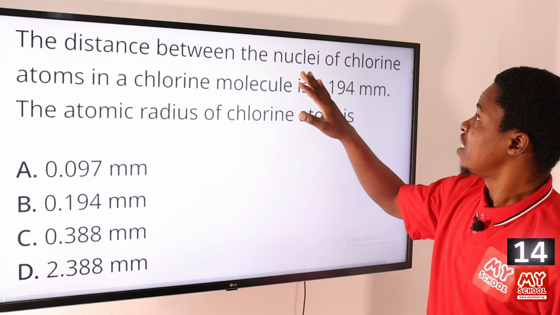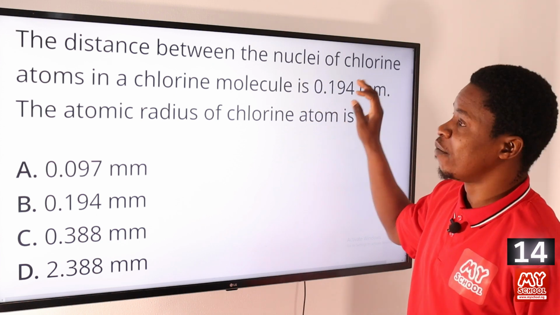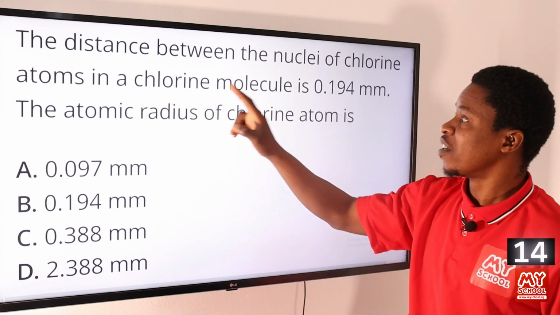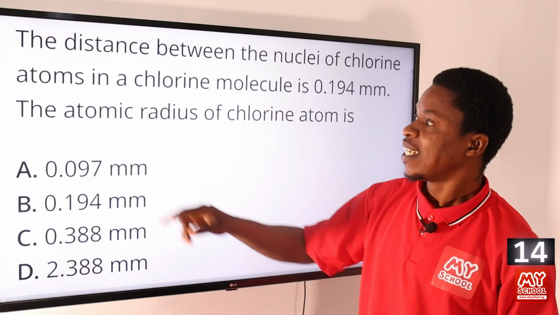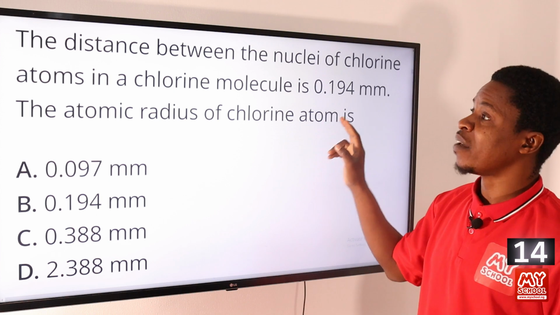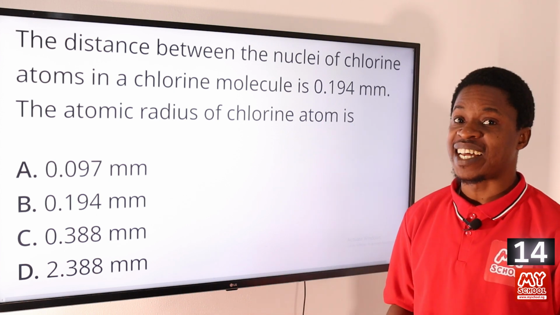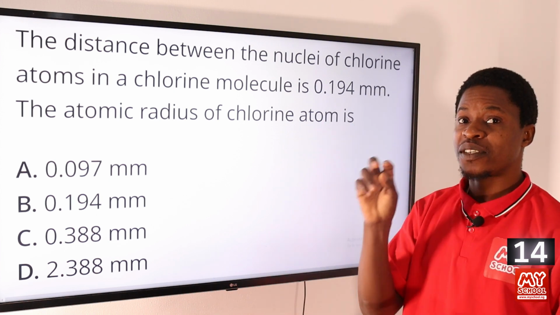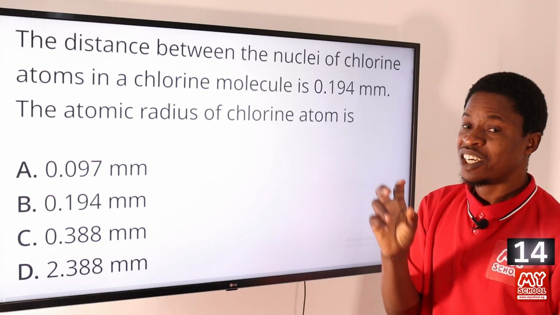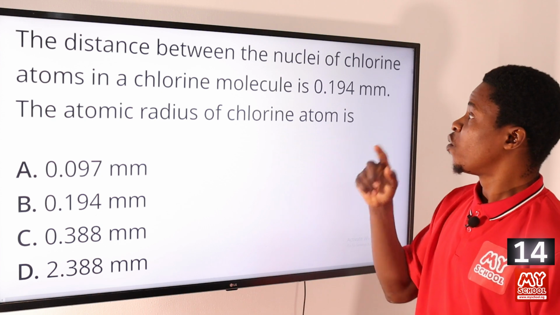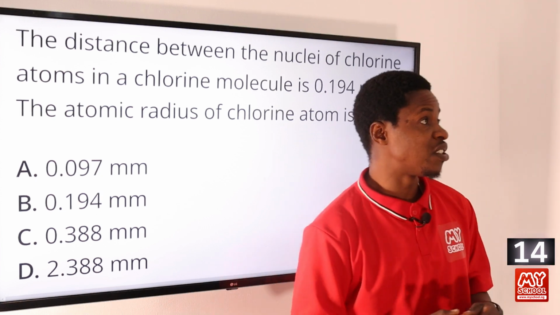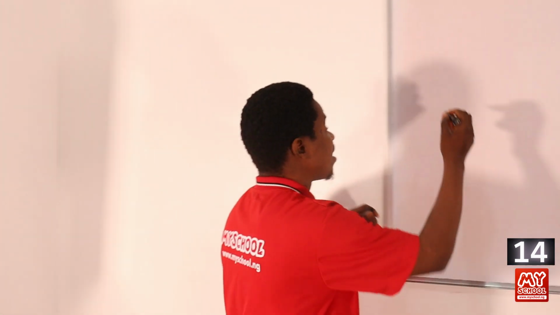Question number 14. The distance between the nuclei of chlorine atoms in a chlorine molecule is 0.194 nm. The atomic radius of the chlorine atom is what? Don't forget that two nuclei are involved, as two atoms of chlorine combine to form a chlorine molecule. Let's move to the board and see how that is.